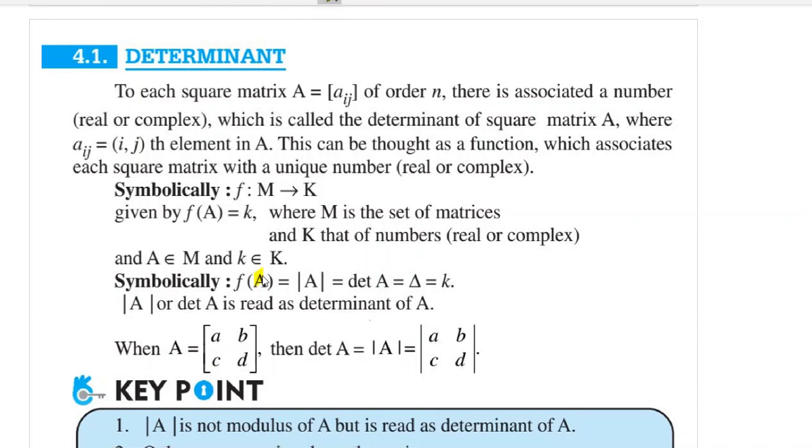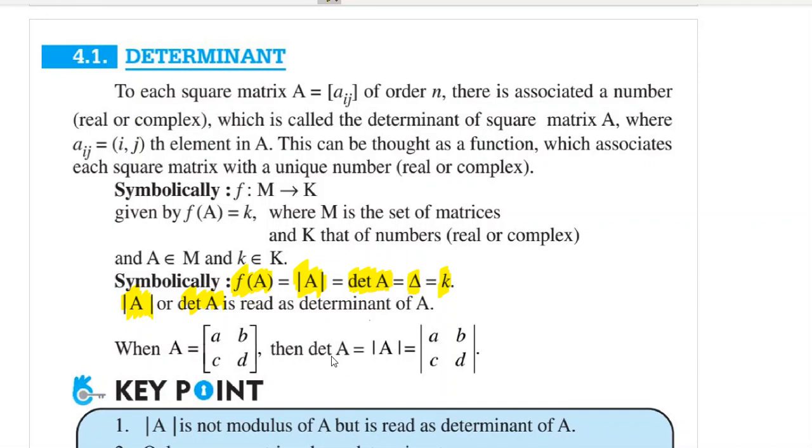Symbolically, f of A is determinant of A. Where what is A? A is a matrix. So function of A is equal to determinant of A, or det A, this is also how determinant of A is represented, or delta, or small k. These are all symbols of determinant of a matrix. Determinant of A or det A is read as determinant of A.